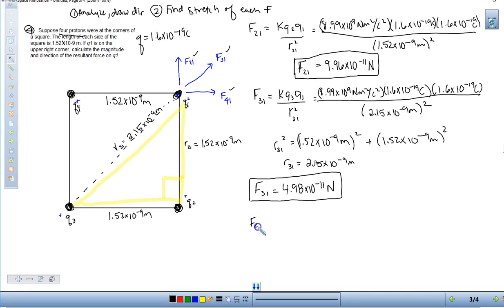So the force of 4 onto 1, k Q4 Q1 over R4 squared. So it's this, and it's going to be that charge of the protons. And the distance between these is nicely done already. We don't have to do any geometry because they gave us the distance from here to here, which is the 1.5.